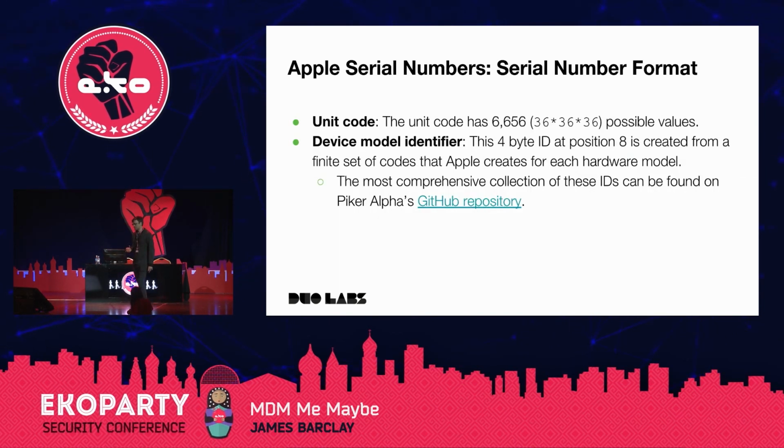So there are 6,656 possible values within that range that I mentioned earlier. Next, we have the device model identifier, which is a 4-byte ID that is created from a finite set of codes that Apple maintains for their hardware models. The most comprehensive source of these IDs that we've found is on Piker Alpha's GitHub repository. He has those all listed there, or most of them, not all of them.